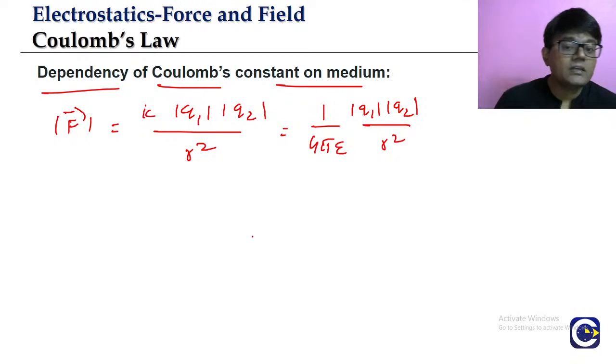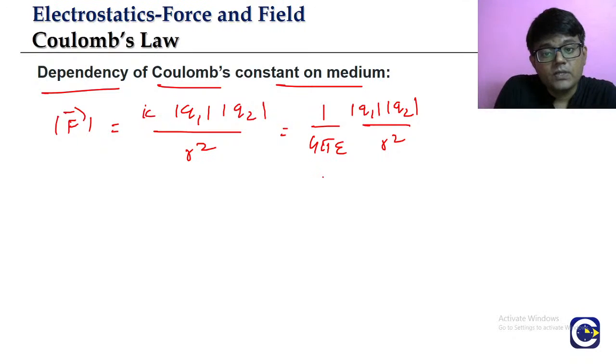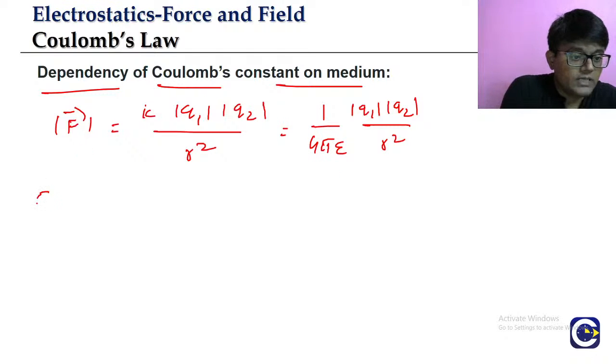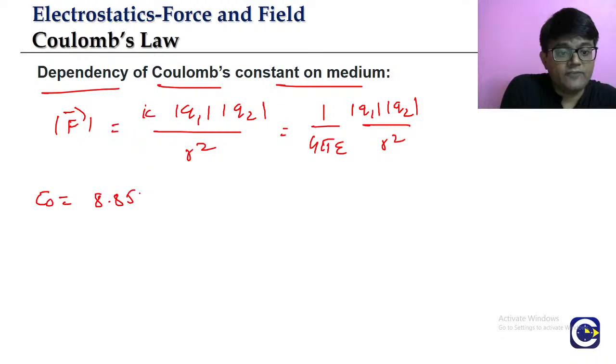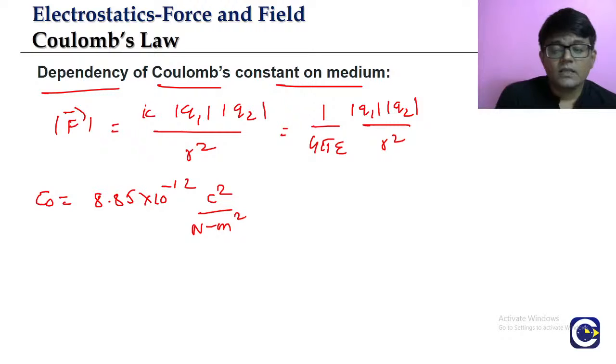And we said the permittivity of the medium will change. So if the medium is air, it will have a value. We know that value. What is it? For the vacuum or air or free space, what is the permittivity value? We are representing it by the symbol epsilon naught. That value is 8.85 into 10 power minus 12 Coulomb square per Newton meter square.